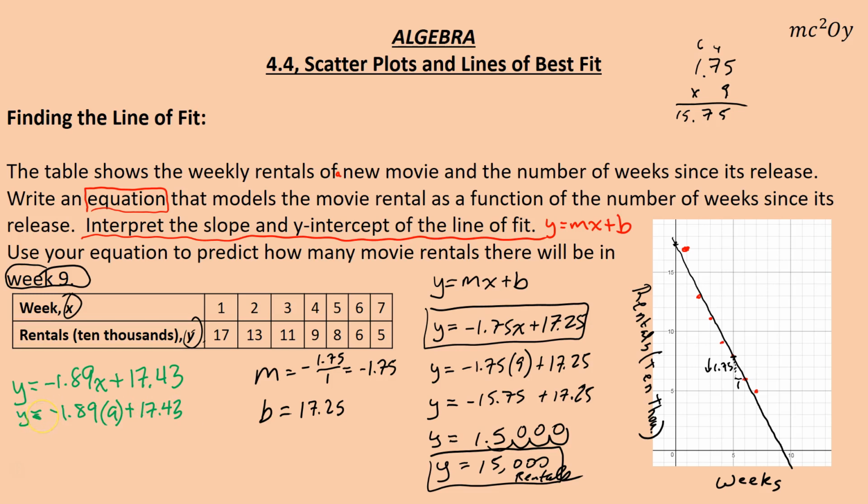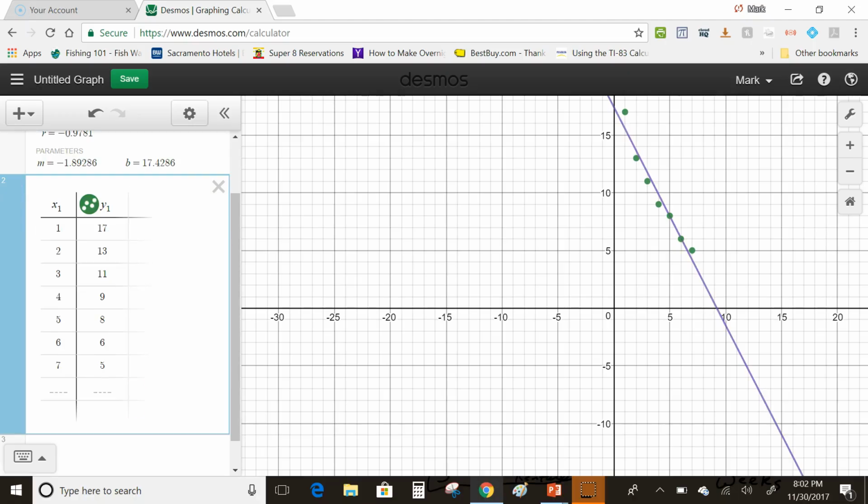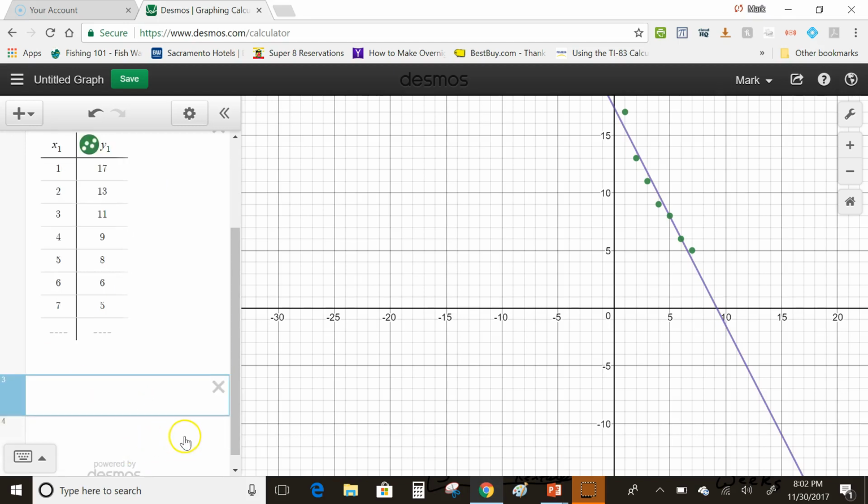And quite honestly, I don't know what 1.89 times 9 is. I mean, I could figure it out. That's 18.9 minus 1.89. But you know what? I've got a calculator right here in Desmos, so I'm just going to type it in here. 1.89 times 9. 17.01. All right, well, perfect.